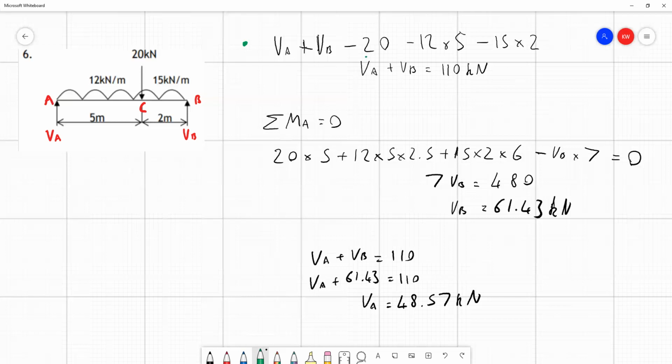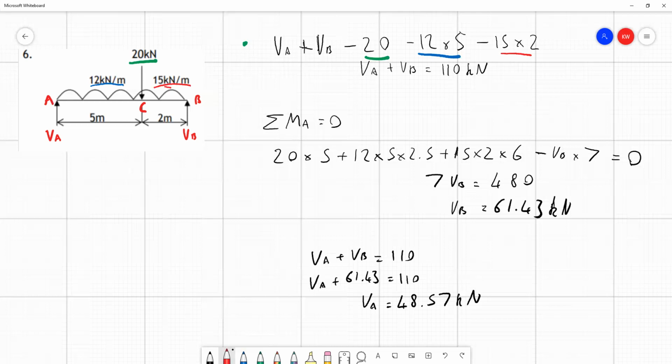So this 20 kilonewton force here, that's what's been applied, what I've marked as point C. This 12 times 5, well, where did this come from? Well, 12 is the UDL on our left-hand side of the beam, and it covers 5 meters of beam. So that's where 12 times 5 comes from. And lastly, we have the UDL on the right-hand side, and again 15 is the UDL value. I've underlined both in red, and it covers 2 meters of beam. So it's going to be 15 times 2. That's how much the value of force downwards due to that portion of UDL in the beam is.